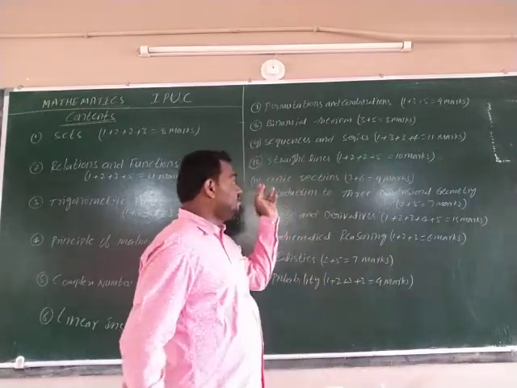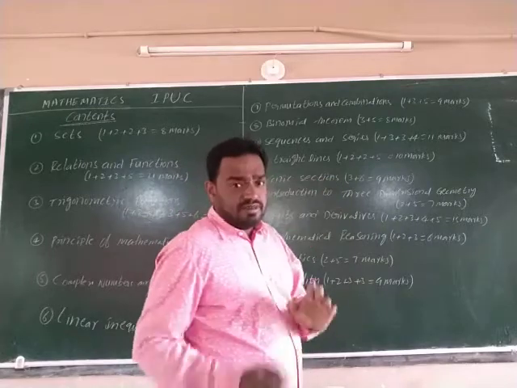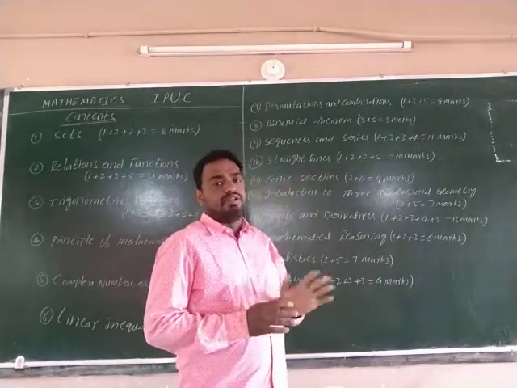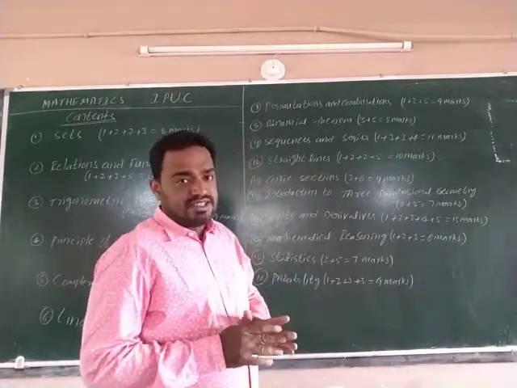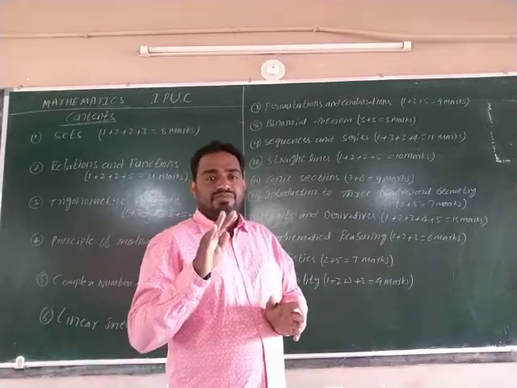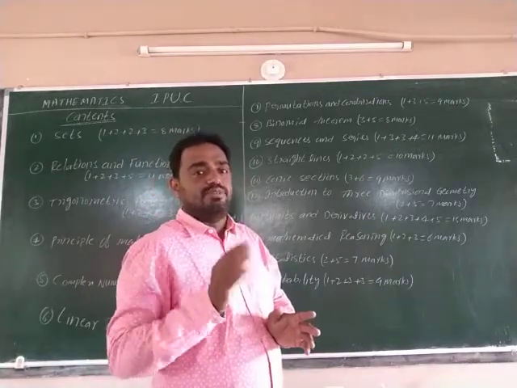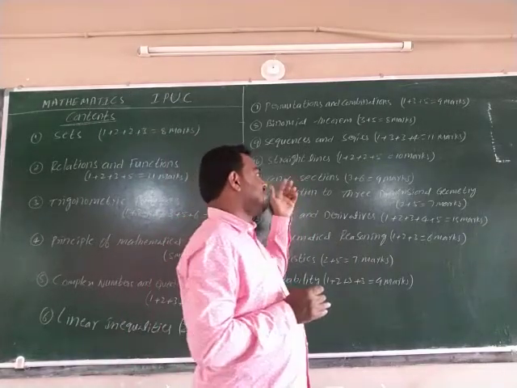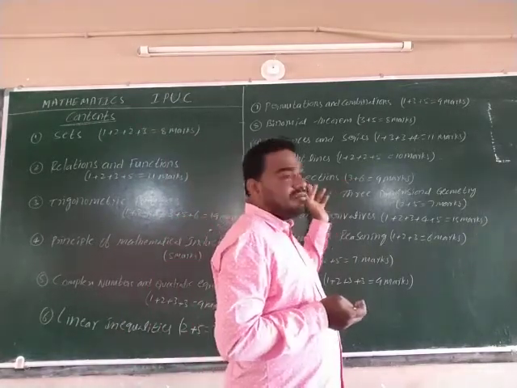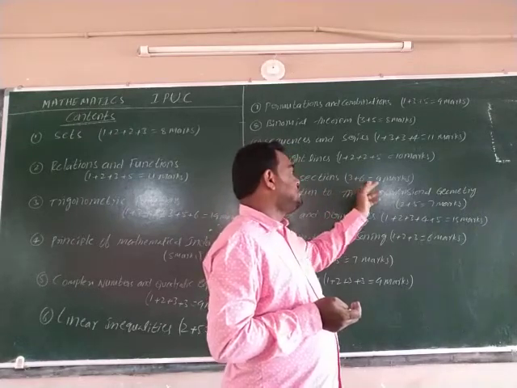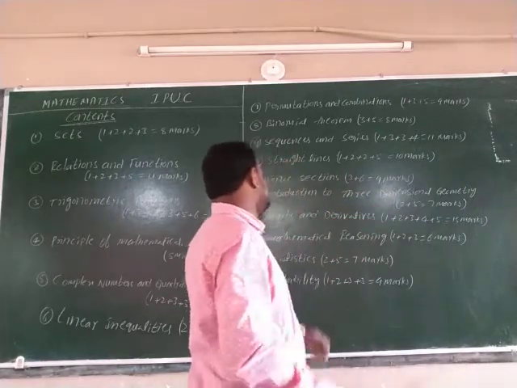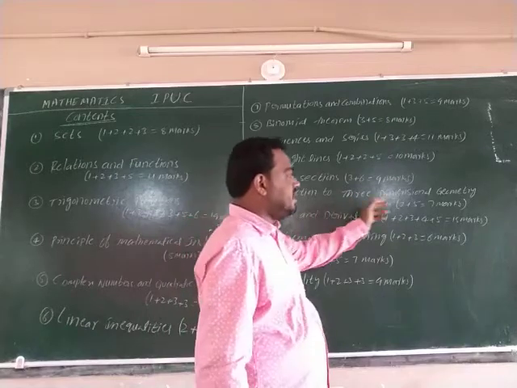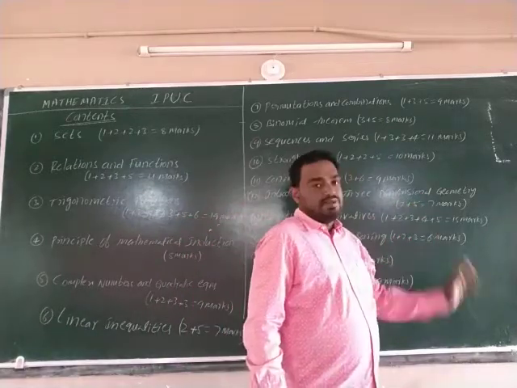Next, conic sections. Conic sections are nothing but 2D geometry only. In conic sections we are discussing circles, parabola, hyperbola, ellipse. These are also known chapters. So geometry chapters only. So 3 plus 6, 9 marks chapter weightage. Next, introduction to 3D geometry. So 2 plus 5, 7 marks.